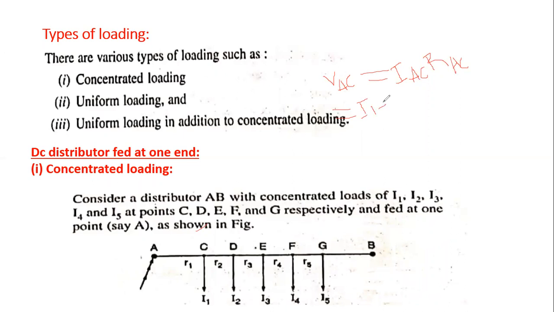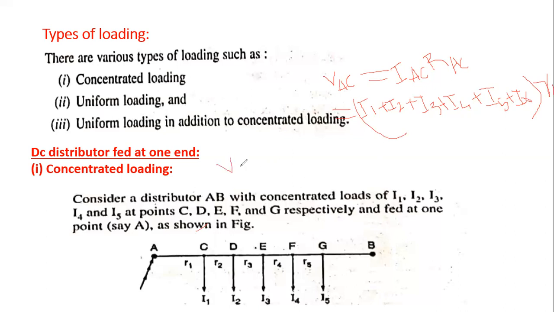Therefore, VAC is equal to I1 plus I2 plus I3 plus I4 plus I5 into R1. This is the voltage drop at section AC.